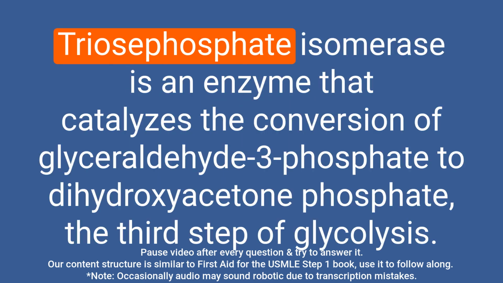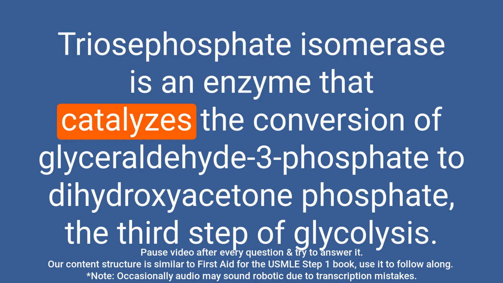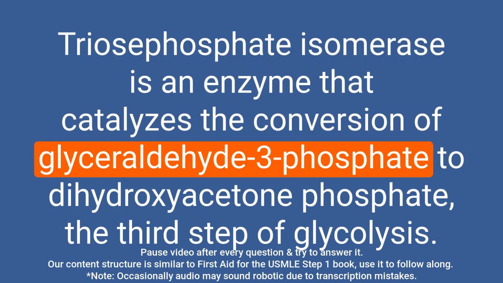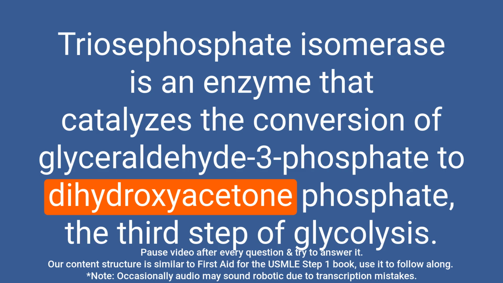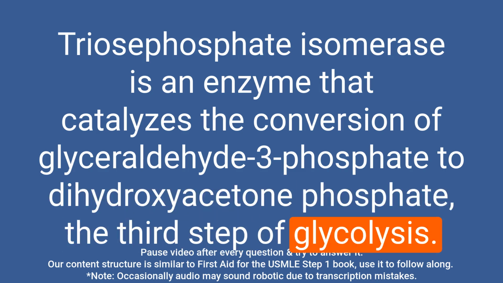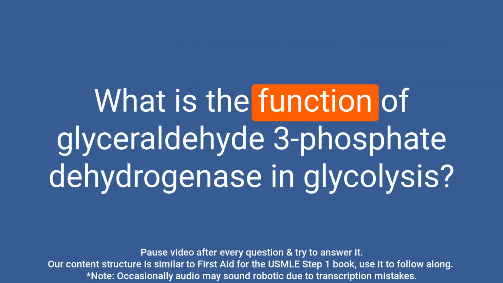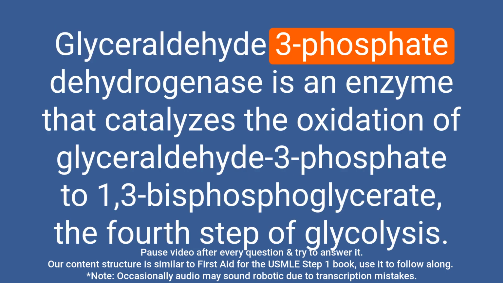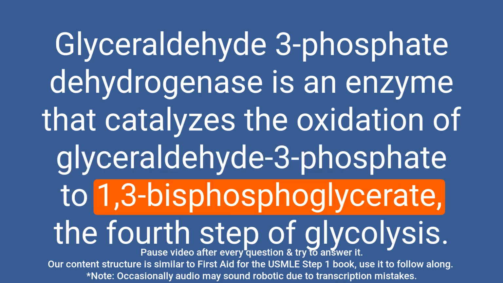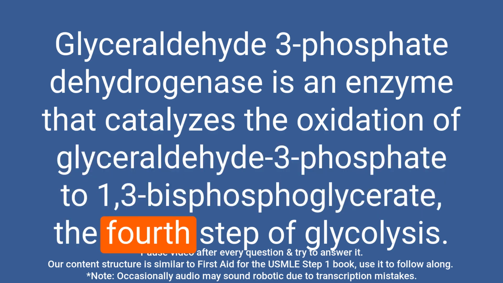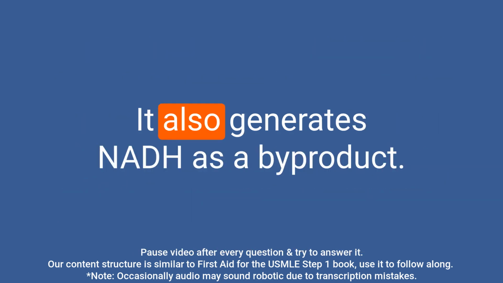Answer: triosephosphate isomerase is an enzyme that catalyzes the conversion of glyceraldehyde 3-phosphate to dihydroxyacetone phosphate, the third step of glycolysis. Question: what is the function of glyceraldehyde 3-phosphate dehydrogenase in glycolysis? Answer: glyceraldehyde 3-phosphate dehydrogenase is an enzyme that catalyzes the oxidation of glyceraldehyde 3-phosphate to 1,3-bisphosphoglycerate, the fourth step of glycolysis, that also generates NADH as a byproduct.